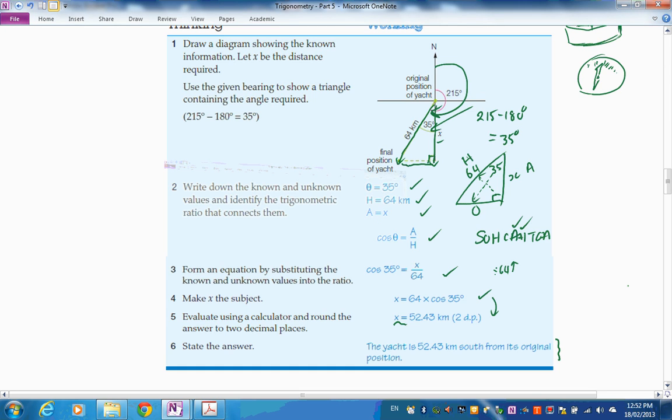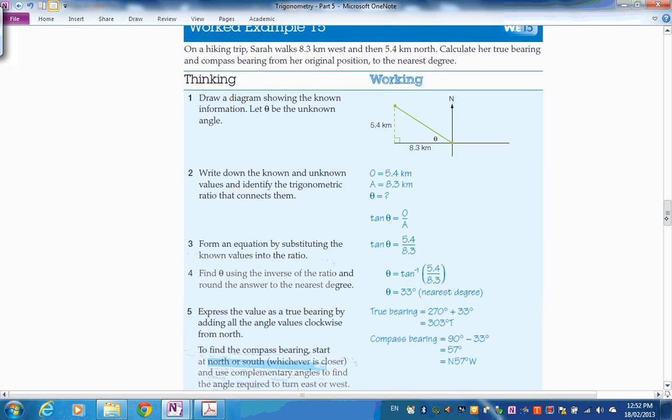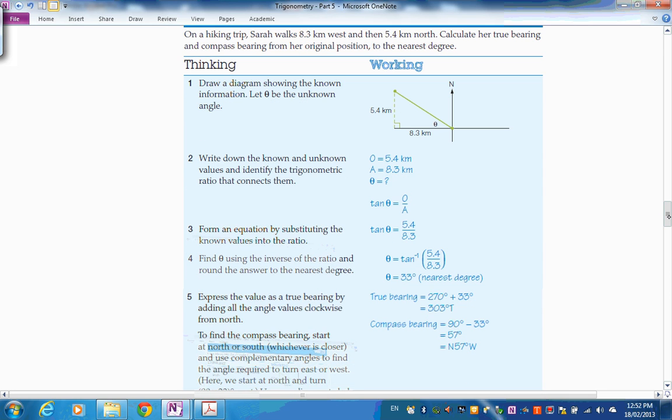Okay, starting to get into a bit of a pattern here, a problem-solving pattern. I hope you can remember that. Let's go down and practice it again. Here's another one. So let's have a look.